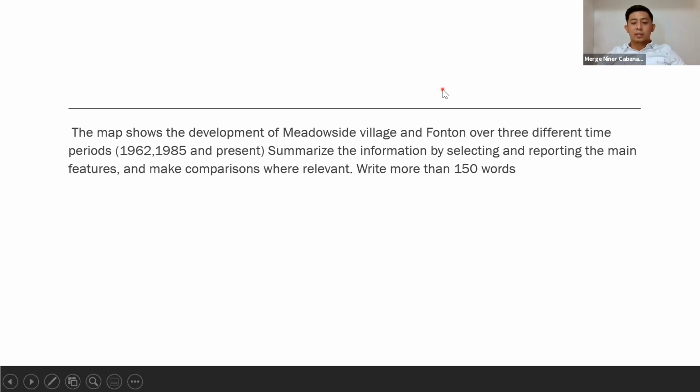So here is an actual task description in the IELTS. We're going to break down the anatomy of the task description. First of all, you will see a statement like this: The map shows the development of Meadowside Village and Fontaine over three different time periods. We have 1962, 1985, and the present. Now, the task for us is to summarize the information by selecting and reporting the main features and make comparisons where relevant, and write more than 150 words.